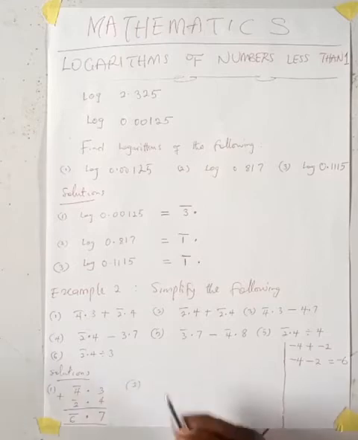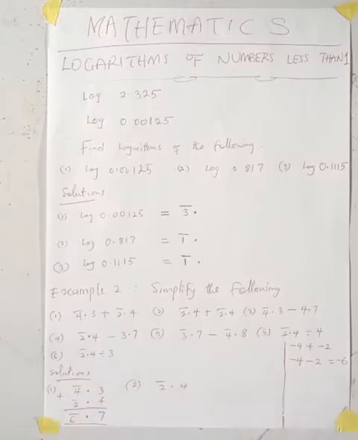In number 2, bar 2.4 plus bar 2.4. So adding this one is as well simple. 4 plus 4 is what? 8.